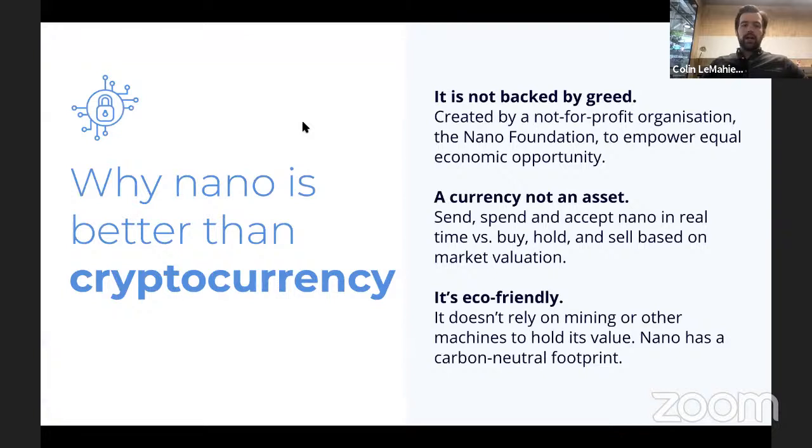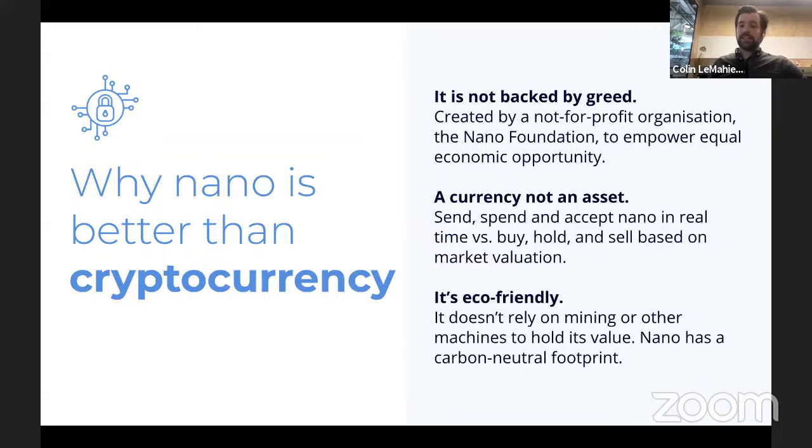So why is Nano better than other cryptocurrencies out there? The Nano Foundation is a nonprofit organization. We didn't do an ICO. We haven't done any fundraising. It's a pure technology organization. So we're not backed by greed that a lot of other cryptocurrencies are backed by. We want to keep fees low. We want to keep expenses low, and we want the technology to run as fast as possible.